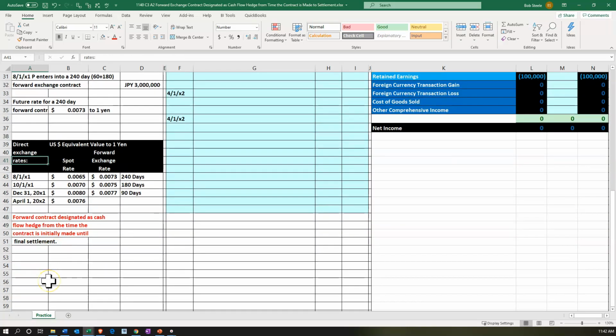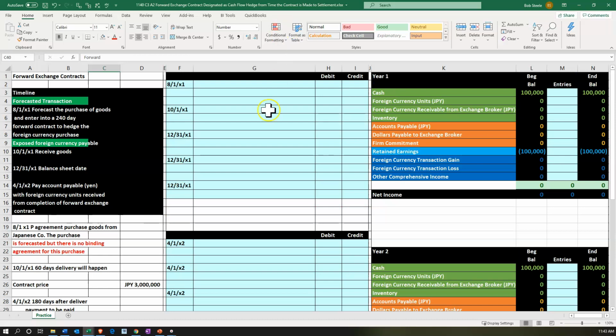And then we just want to note that the forward contract is designated as a cash flow hedge from the time the contract is initially made until the settlement date. So this is going to be a lot similar to a previous practice problem that we have worked. This is going to be the differentiating factor. The forward contract designated as a cash flow hedge from the time the contract is initially made until the settlement date. This should be included in the red text.